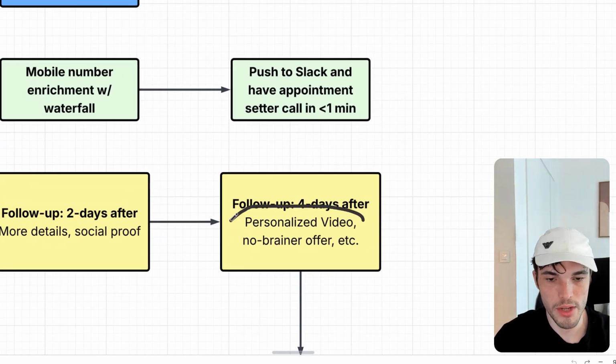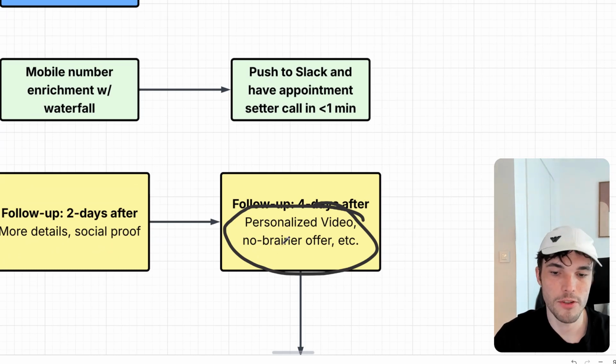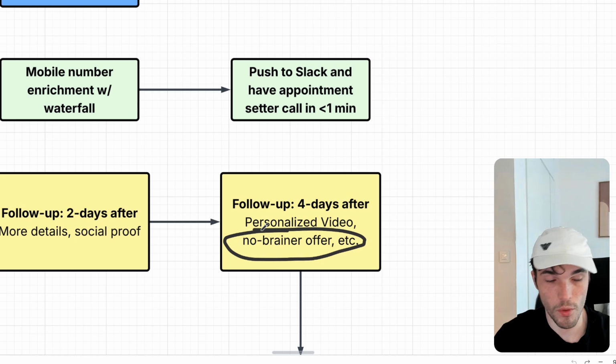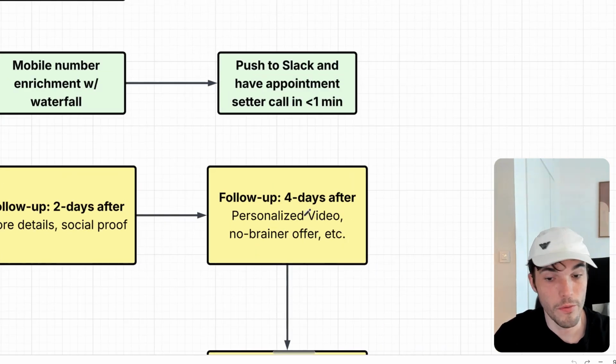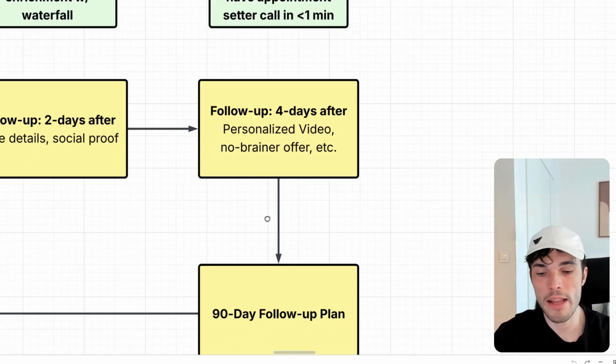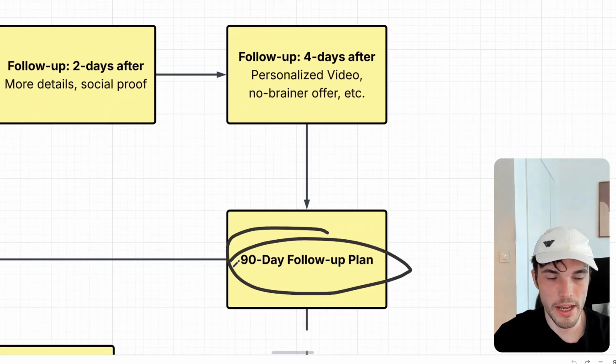And then after that, basically you just want to send more details, more social proof, and then you can also on day 4, if you want, send a personalized video and have some sort of maybe a no-brainer offer. So one part of your service or something you can provide, which is like a no-brainer, just to get your foot in the door, because at this point they haven't responded for 4 days. So you sort of need to change something a bit radically here, at least to capture their interest for the time being. And then if that doesn't work, you can just follow up with them for the next 90 days.